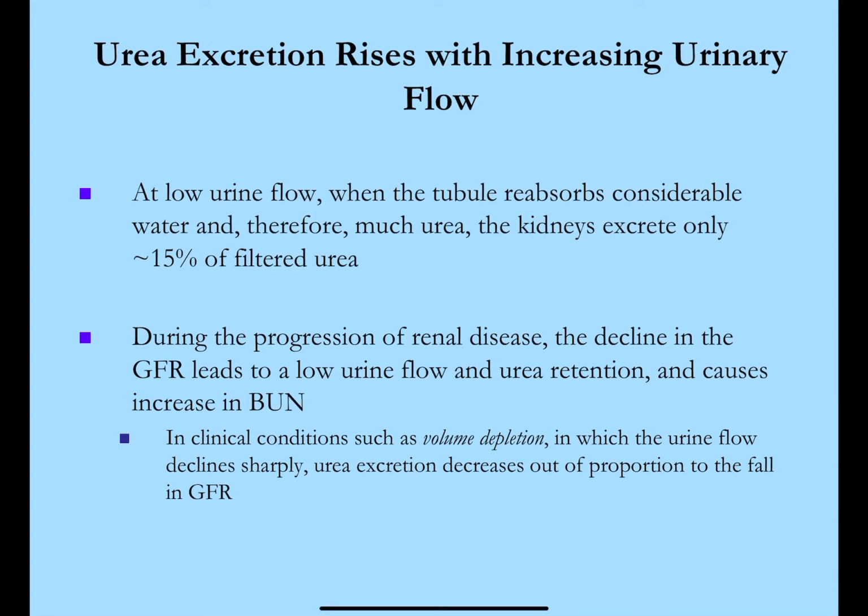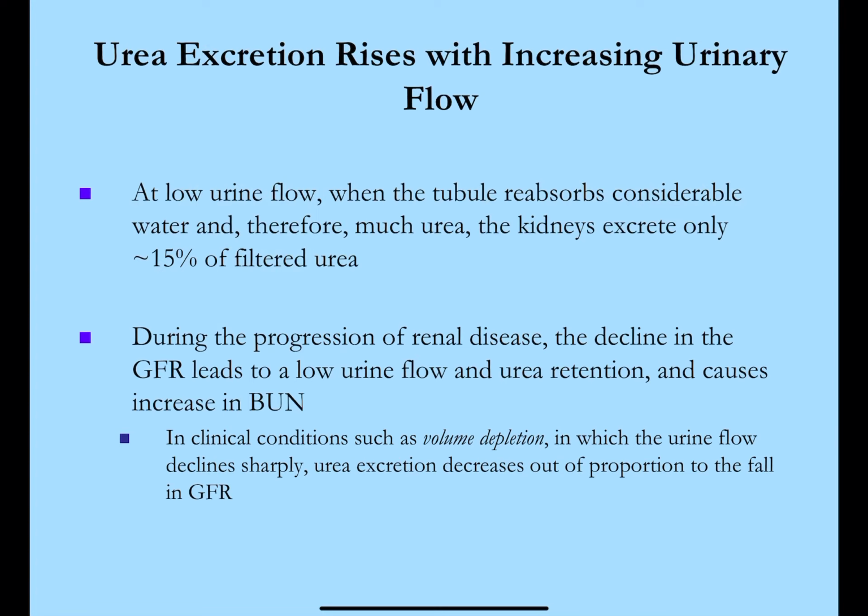At low urine flow, when the tubule reabsorbs considerable water and then much of the urea, the kidneys will excrete only 15% of the filtered urea. What did we say on the previous slide? We would like to put out 40% of what it is. So what it tells you is, if there's low urine flow, you cannot excrete as much urea as you would like to, right? So where is it going to go? It's going to back up into your blood circulation. One of the reasons is that when people have kidney disorders, it's going to start backing up into their blood circulation.